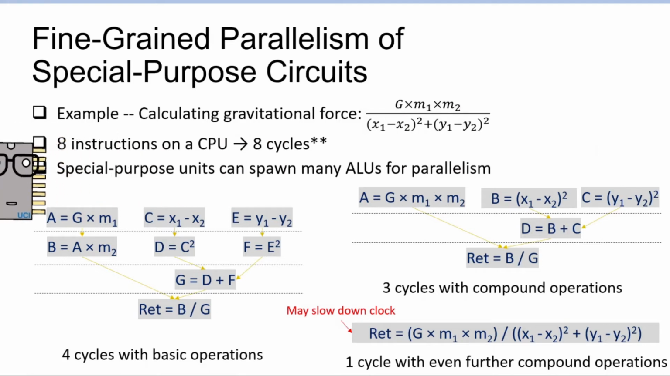Special purpose units, like what you can build on FPGAs or ASICs, can spawn many ALUs for parallelism, as many ALUs as you want. So if you really care about performance, what you typically would do is spawn 8 ALUs for these 8 computations, and depending on the timing characteristics you want, you can build a tree that looks like this on the left.